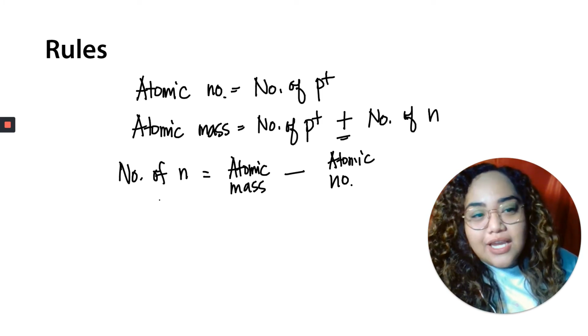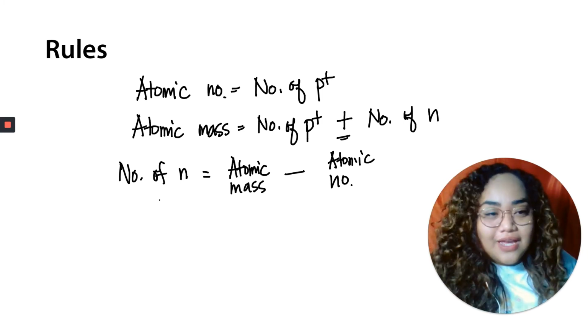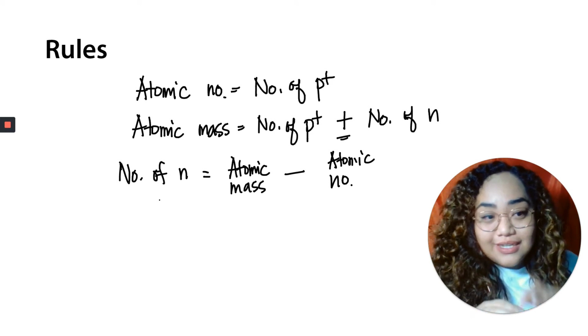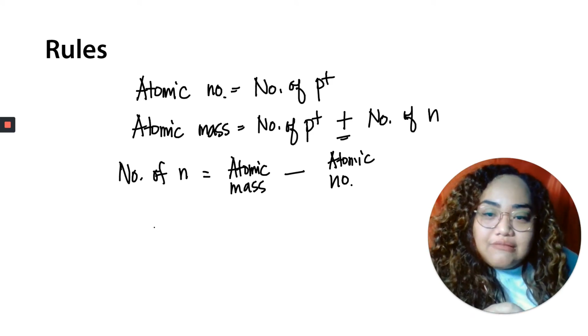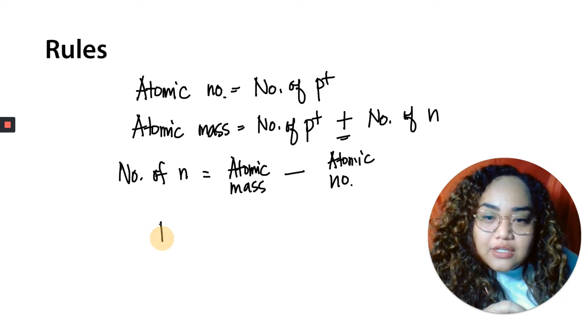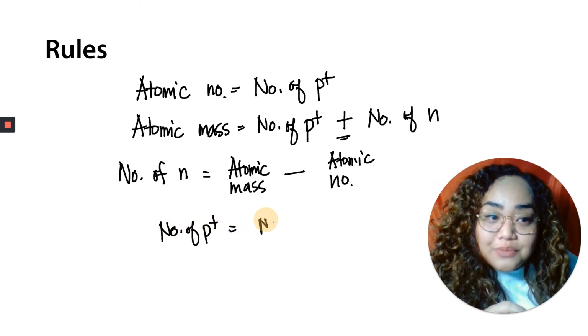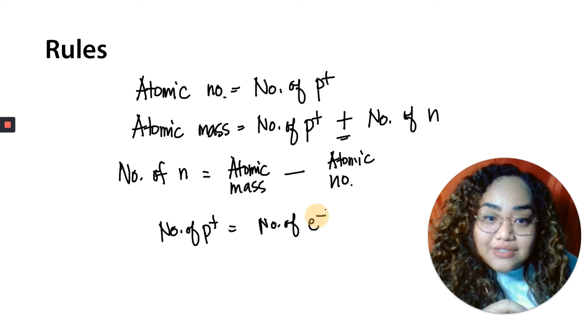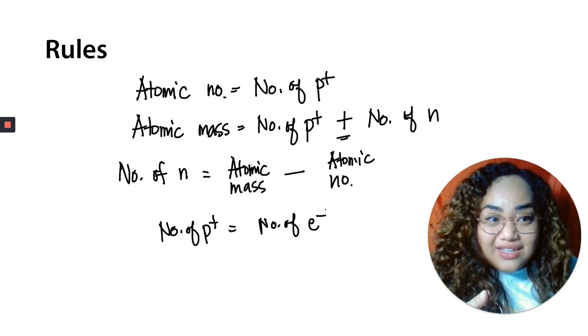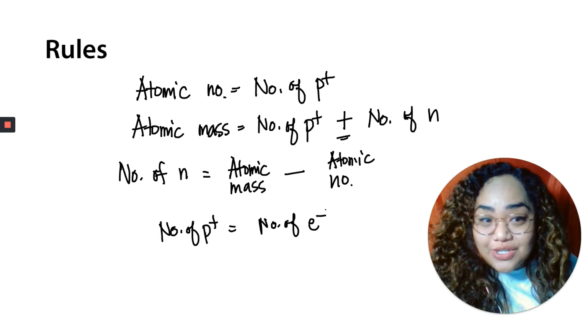Now what about the electrons? In a given element that has no charge at all, like zero charge, the number of protons will be equal to the number of electrons. That's for an element that has no charge at all.